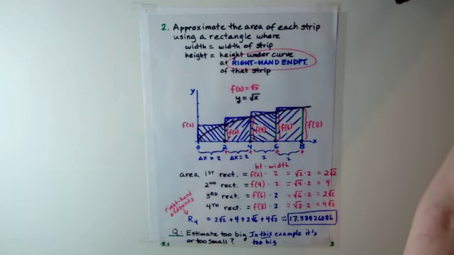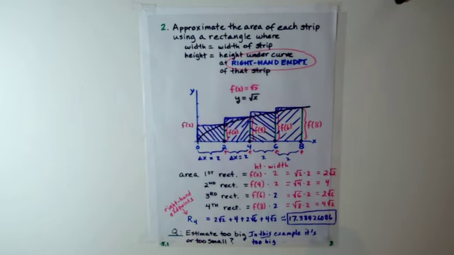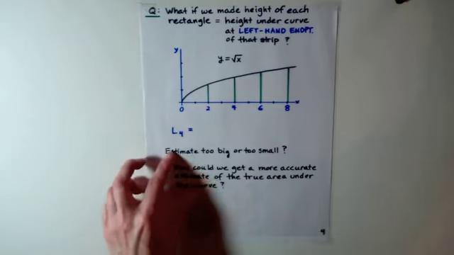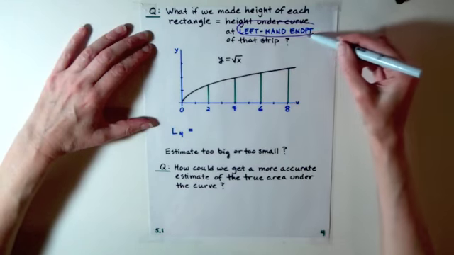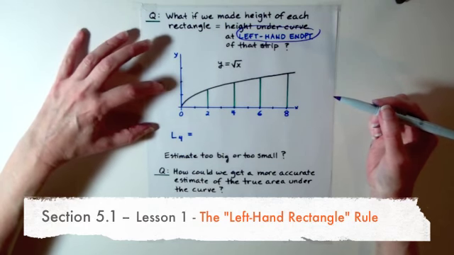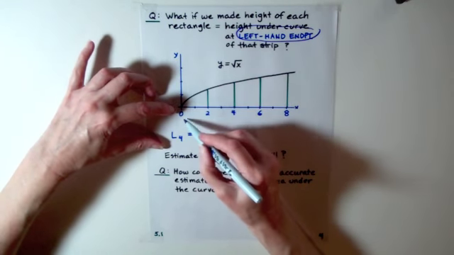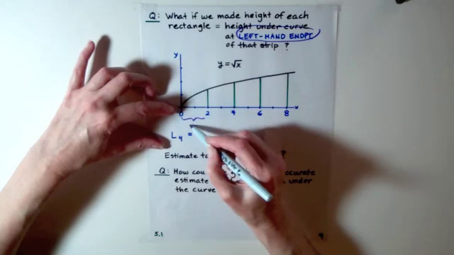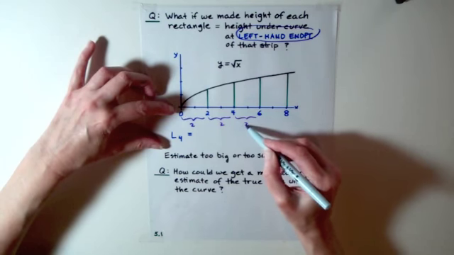What if instead of using these right-hand endpoints, I had decided to use the left-hand endpoint to create the height of each rectangle? So that's what we're going to ask on the next page. What if we made the height of each rectangle the left-hand endpoint on that strip instead of the right-hand endpoint? Well, we can certainly do that. Let's look at our first strip. We can see that the width of that strip is still 2. Actually, the width of all of our strips is still equal to 2 units.